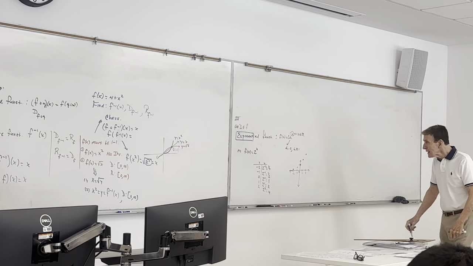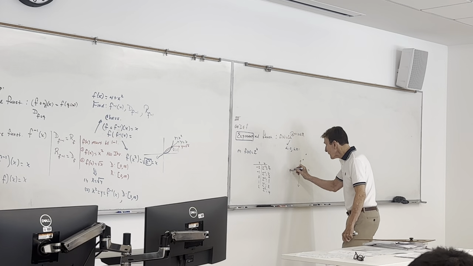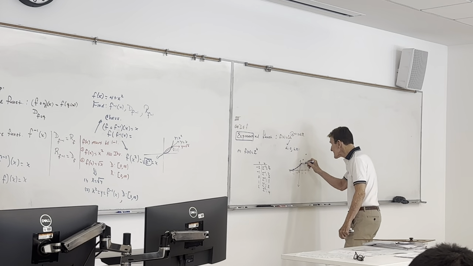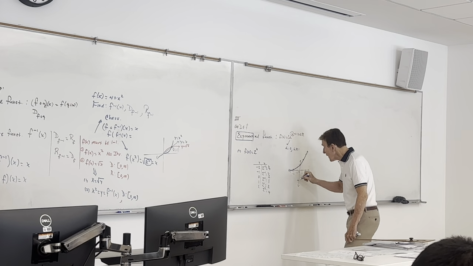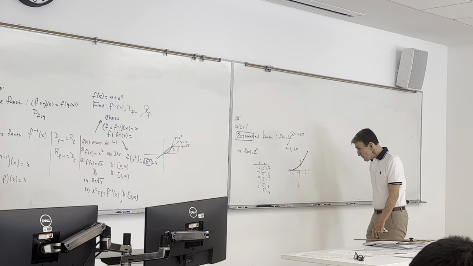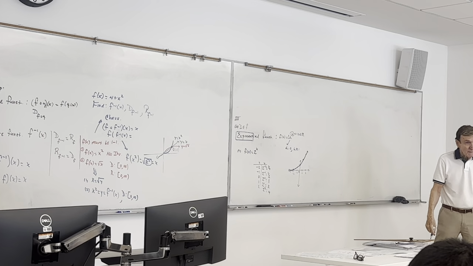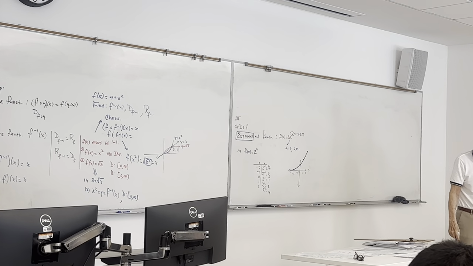Connected? Looks like, if I'm careful, the graph may do something like this. Is that the shape, maybe? For 2 raised to the x, f of x is equal to 2 raised to the x?